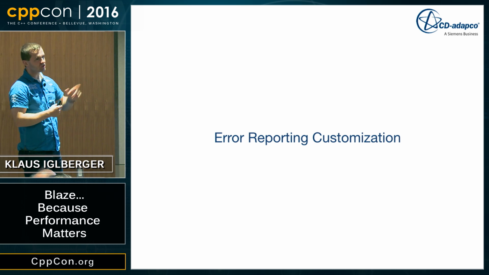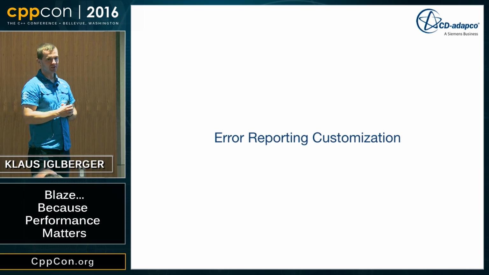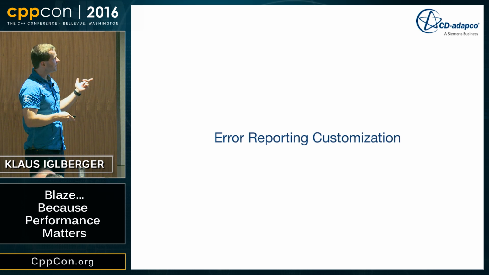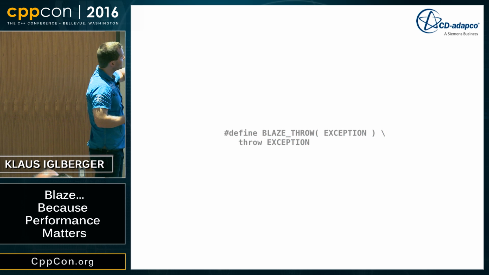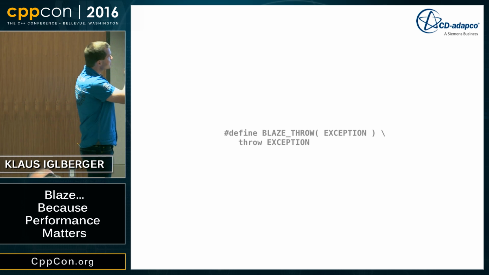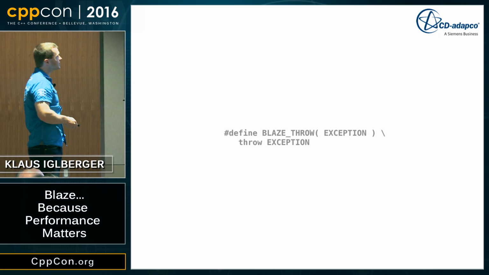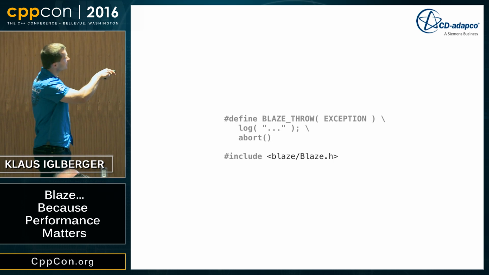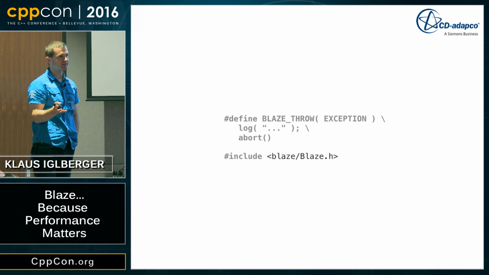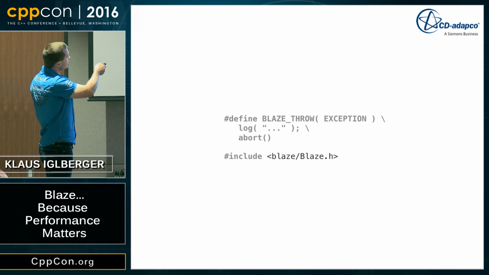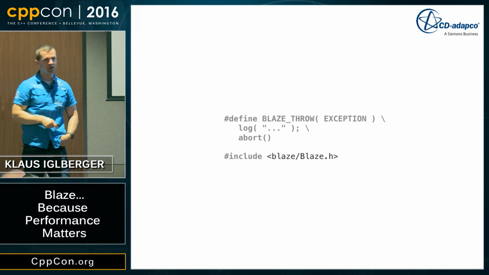If you want to change this behavior in order to enable this for very large machines, then all you have to do is to actually change this little macro. There's a macro called BLAZE_THROW. It is passed an exception, and usually it just throws the exception. If you want it to behave differently, you just define this macro before you include any Blaze header. For instance, log some information and then gracefully abort with an MPI abort, for instance.